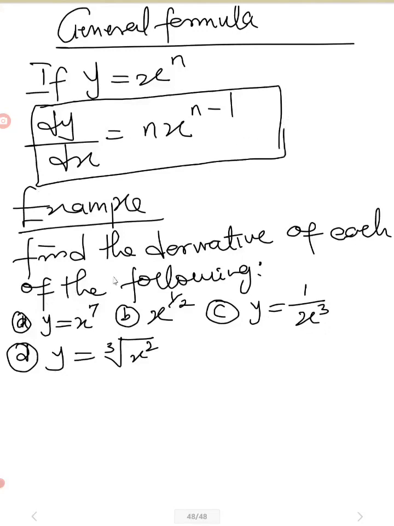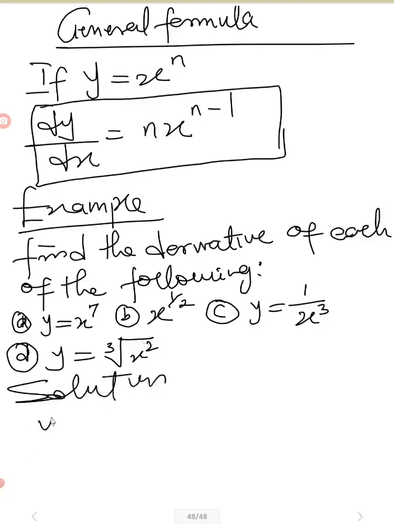So let's solve this example. It said, find the derivative of each of the following. A, y is equal to x raised to power 7. B, y is equal to x to power half. C, y is equal to 1 over x cubed. And D, y is equal to 3 cube root x squared. So let's start one by one in solving this.